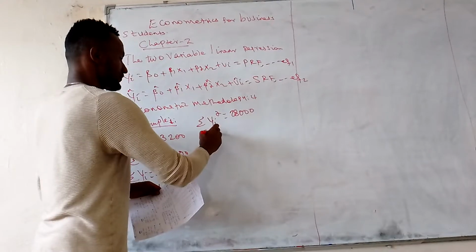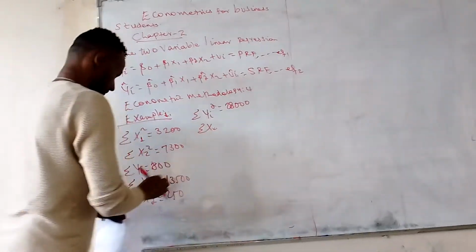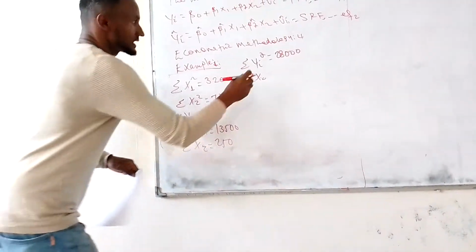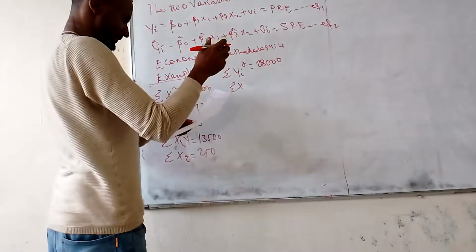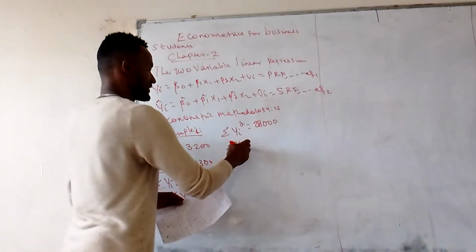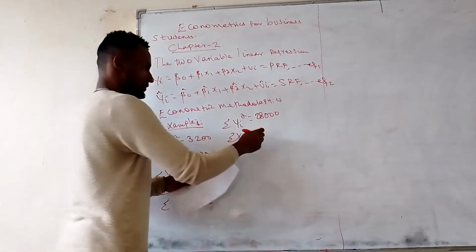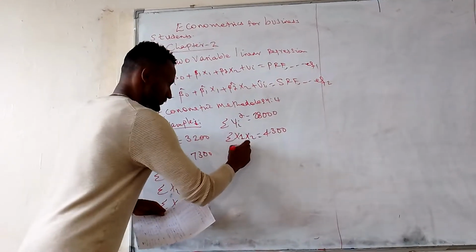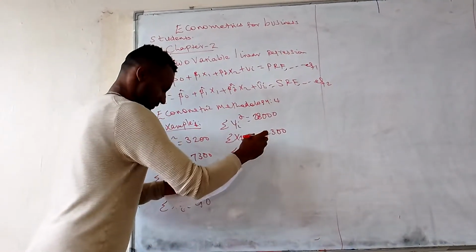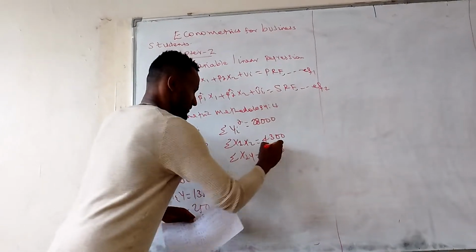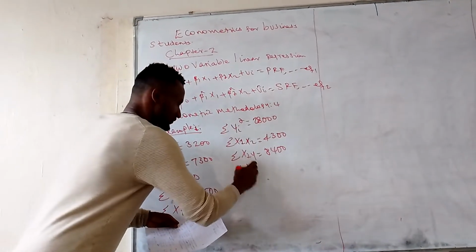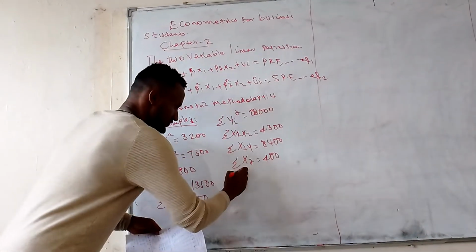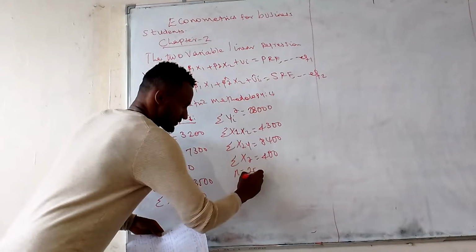And also the summation of x1 x2 equals 4,300. And also the summation of x1 y equals 8,400. And the summation of x2 equals 400, while the overall sample size is 25.